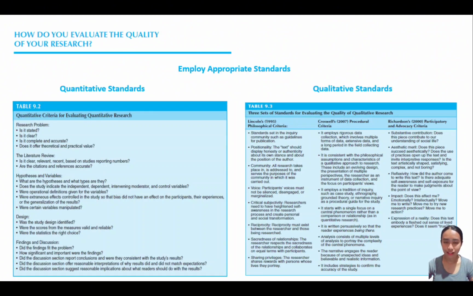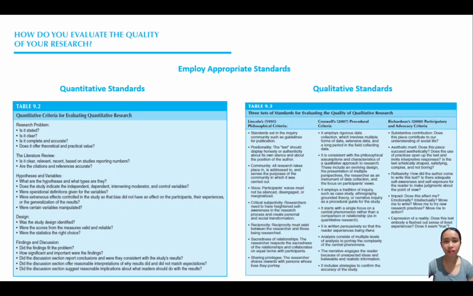Next is the design. So was the study design clearly identified, specifying whether it was experimental, correlational, or observational? Were the measurement tools validated and reliable, ensuring accurate data collection? And were the statistical methods chosen appropriate for the research questions and data characteristics?